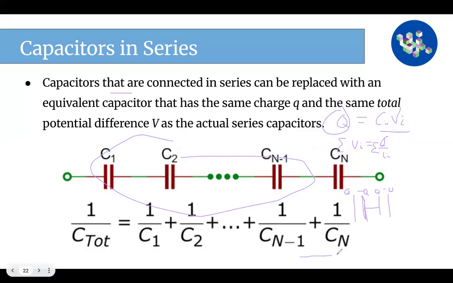with just one capacitor. It still has the same charge Q on one plate and negative Q on the other plate, except this time the reciprocal of the equivalent capacitance would be the sum of all the reciprocals. So yeah, that is what this is saying.